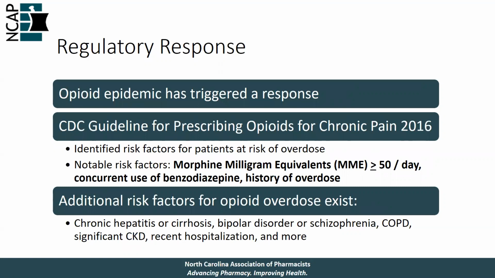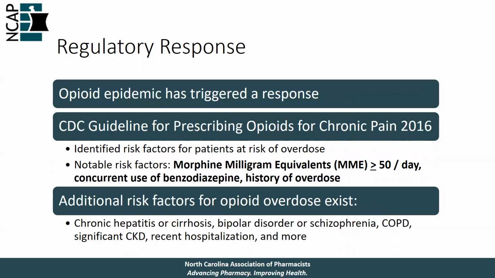More specifically, even as a part of that guideline, I want to focus on some of the risk factors that they identified for patients that are at risk of an opioid overdose. So some of those notable risk factors were morphine milligram equivalents, or an MME, of 50 per day or greater. So what that means is, even if they're not taking morphine, but they're taking a different opioid, it would be equivalent to taking 50 or more milligrams of morphine per day. So that's one risk factor. The next one I want to focus on is the concurrent use of a benzodiazepine with an opioid medication. And lastly, a history of overdose or substance use disorder.